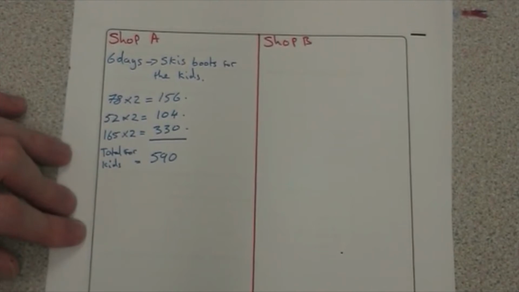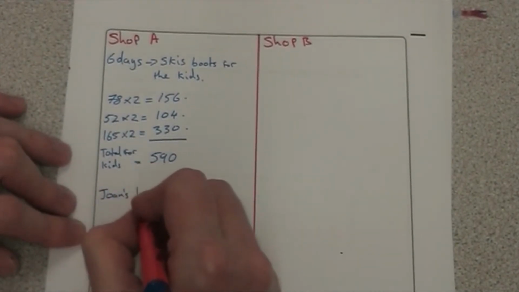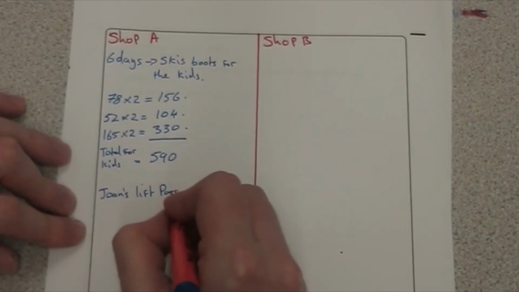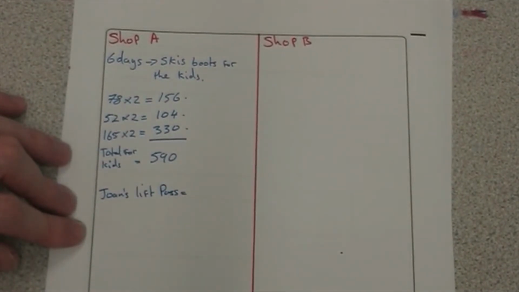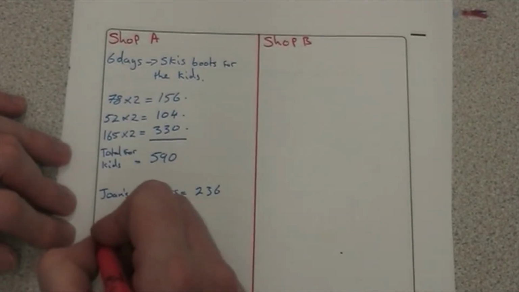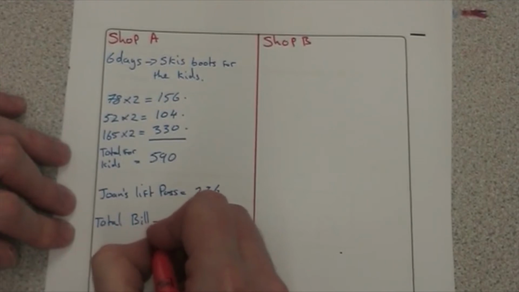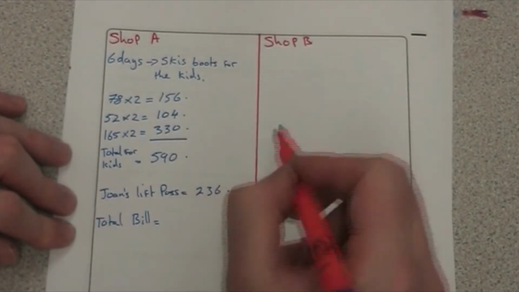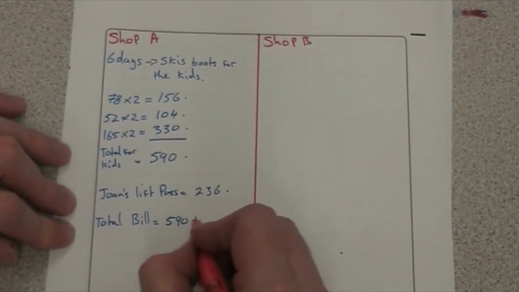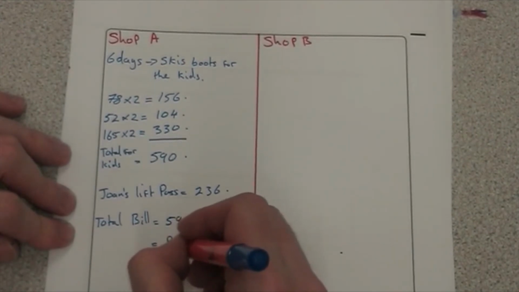The next thing we have to add to it is Joan's lift pass equals, from our table we can see that is 236 euros. Total bill for shop A equals this figure plus this figure, so it's 590 euros plus 236, and that equals 826 euros.